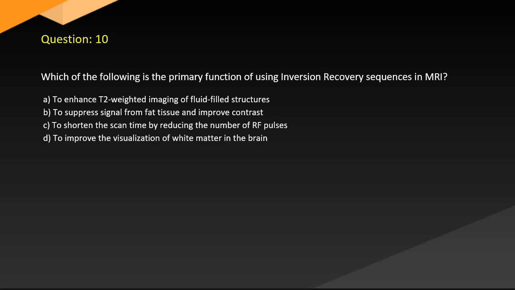Question 10. Which of the following is the primary function of using inversion recovery sequences in MRI? A. To enhance T1-weighted imaging of fluid-filled structures. B. To suppress signal from fat tissue and improve contrast. C. To shorten the scan time by reducing the number of RF pulses. D. To improve the visualization of white matter in the brain.